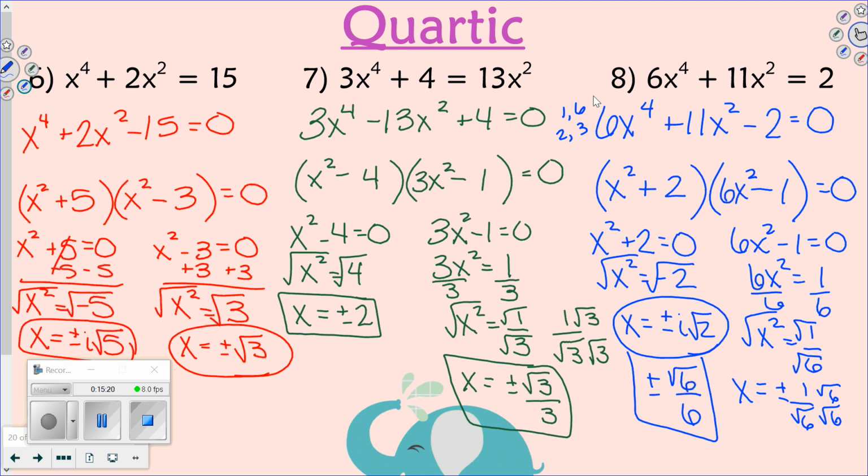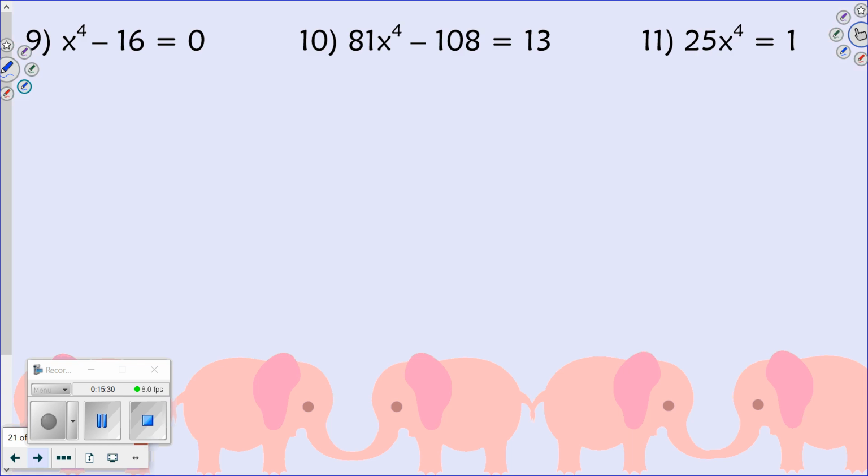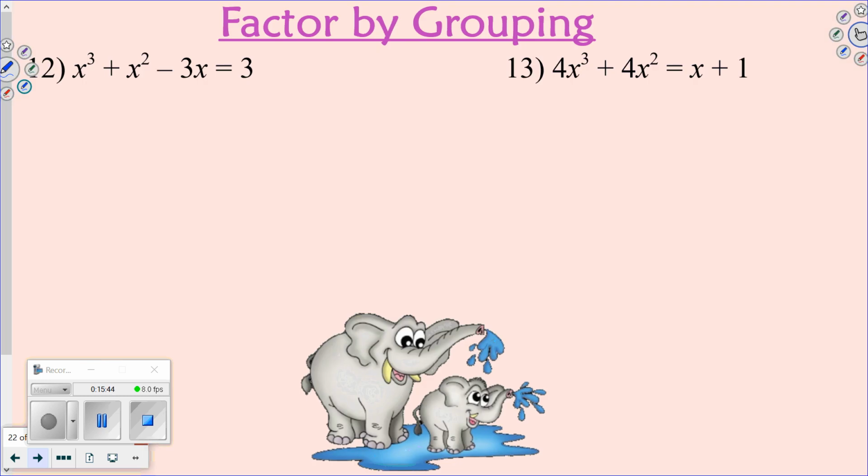All right, how are we feeling so far? Pretty good? Okay. And then you forgot the i. That happens. All right. Do we need to see any more quartic ones, or are we ready to move on to the next part? Anybody need more quartics? Speak now, forever hold your peace. All right, let's jump to factor by grouping.